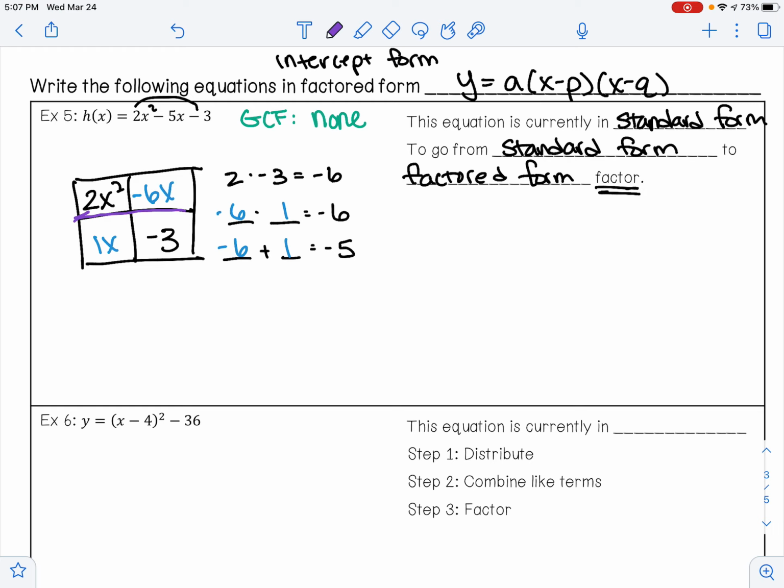The greatest common factor between 2x squared and negative 6x is 2x. The greatest common factor between 1x and negative 3 is 1. The greatest common factor between 2x squared and 1x is x. And the greatest common factor between negative 6x and negative 3 is negative 3. So now my equation is h of x equals 2x plus 1 times x minus 3. This is now in factored form.